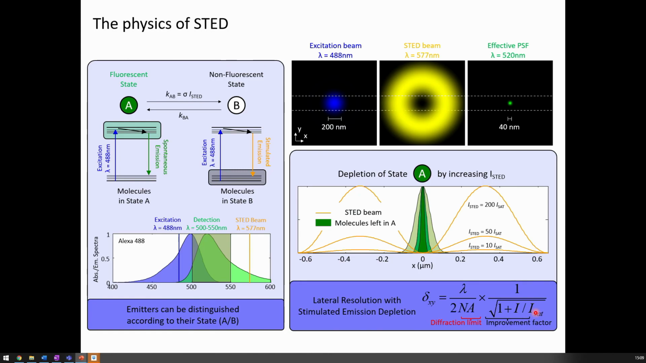Where I sat is the saturation intensity. So it's essentially how simply can we drive the population back down. You can see, therefore, if I make the intensity I much greater than the saturation intensity, then this factor here, this improvement factor, can theoretically go up to infinity, right?